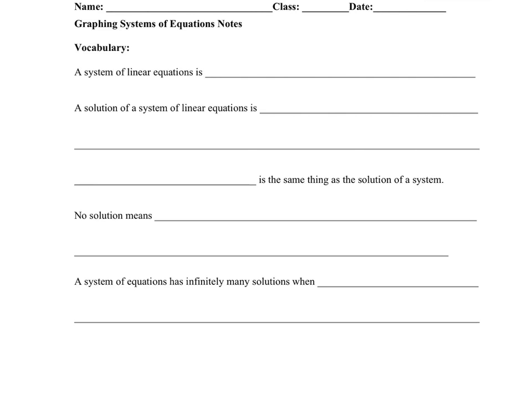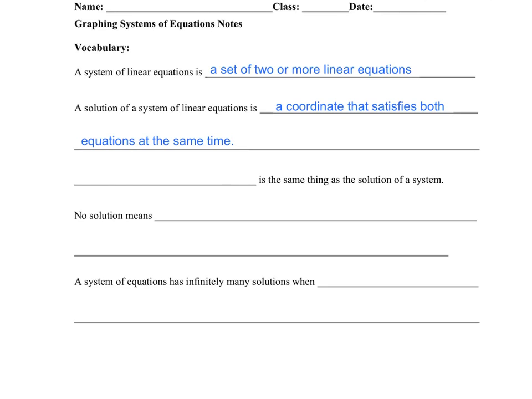So what is a system of equations? A system of linear equations is a set of two or more linear equations. And a solution of a system of linear equations is a coordinate that satisfies both equations at the same time.